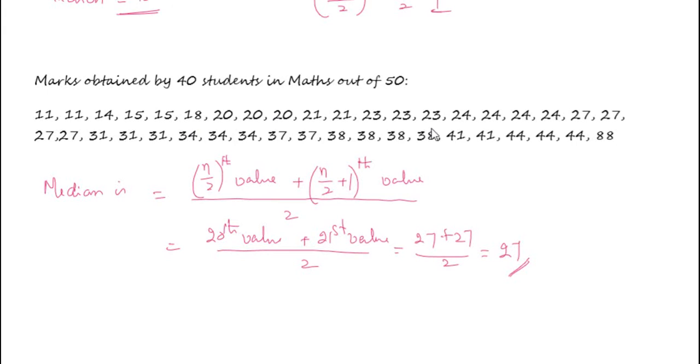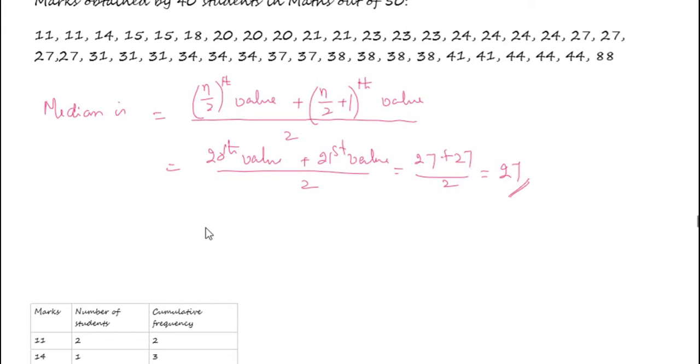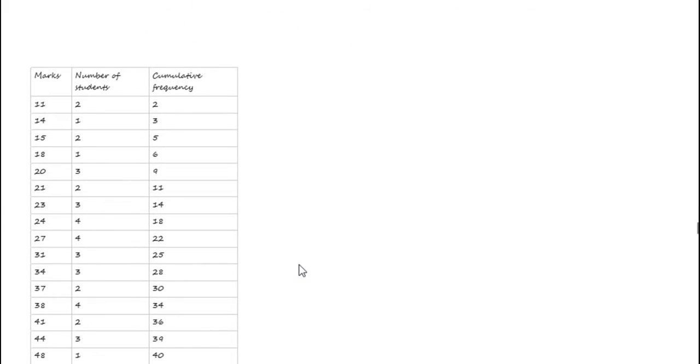But if the data set is very large, here we have just 40 items, suppose a couple of hundred or couple of thousand items, it is not possible to calculate using this method. Let us get into a little simpler method. Now here what I have done is I have grouped the unique data, that is, 11 appears 2 times here. So in this table I have mentioned against 11 the frequency as 2. 14 appears once and 15 2 times. Like that I have populated this table.